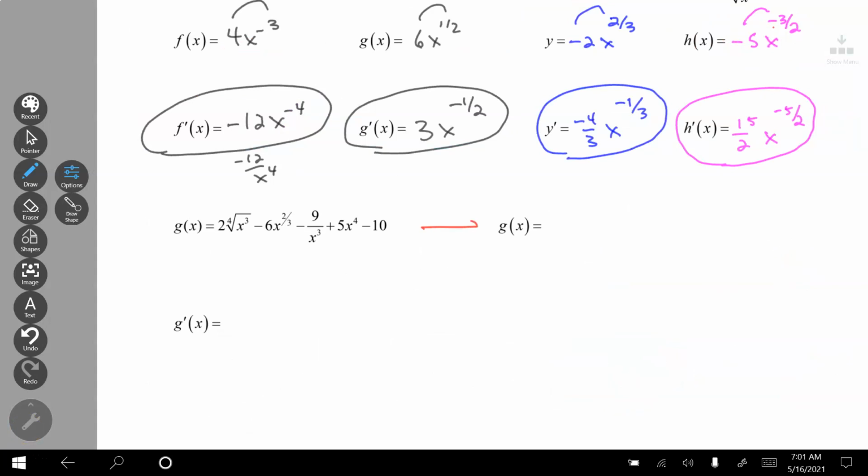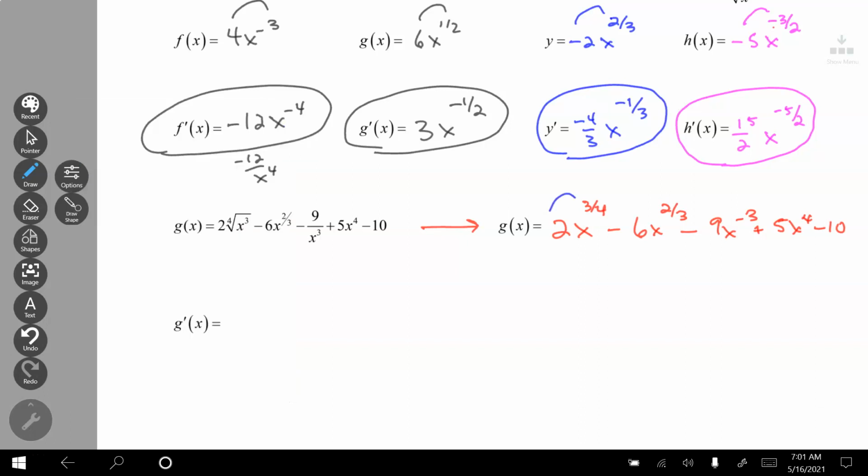So this last problem I'm going to rewrite over here. g of x is really 2x to the power 3 over 4, minus 6x to the 2/3. I don't have to rewrite that; it's already given to me. Minus 9x to the negative 3, plus 5x to the 4th, minus 10. And now you can take its derivative.